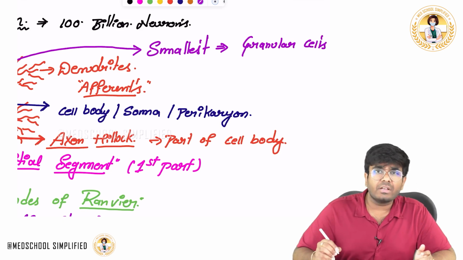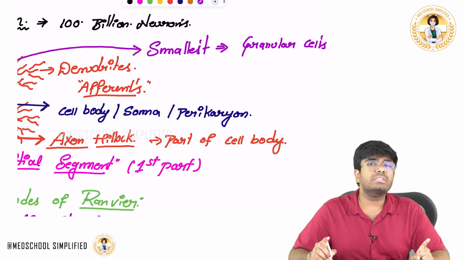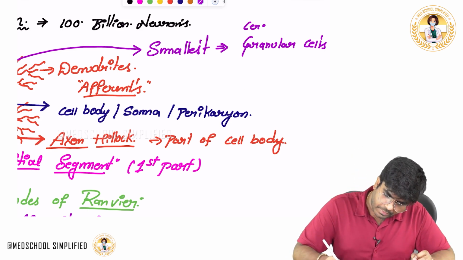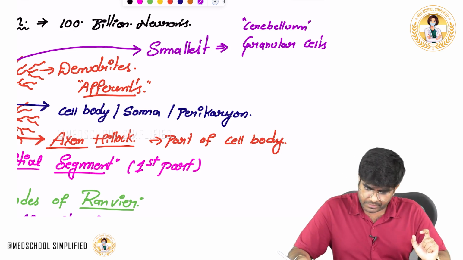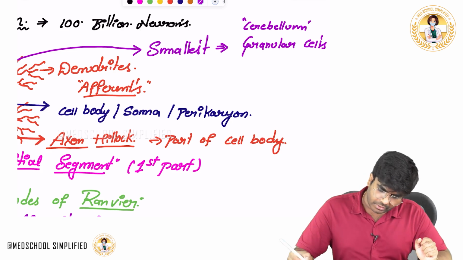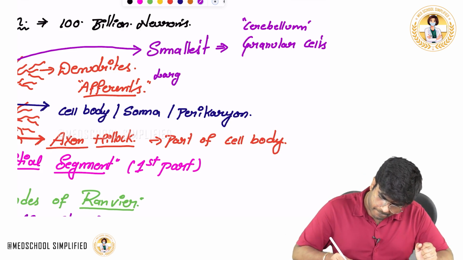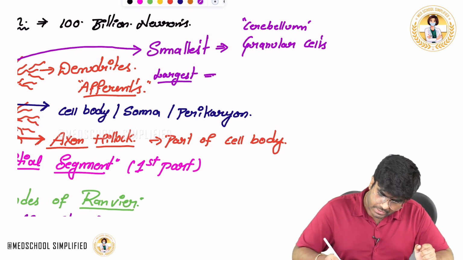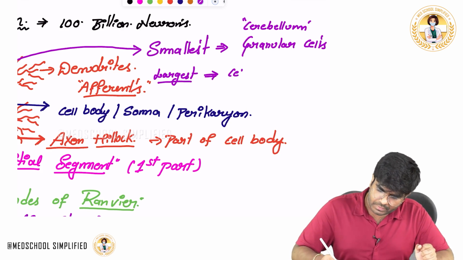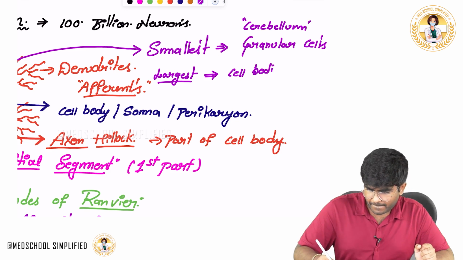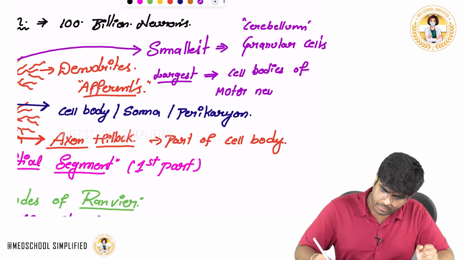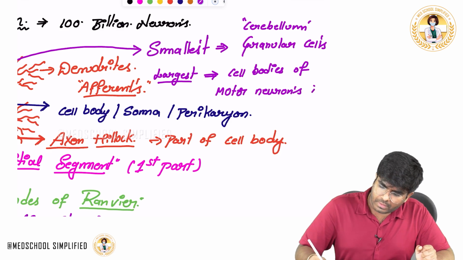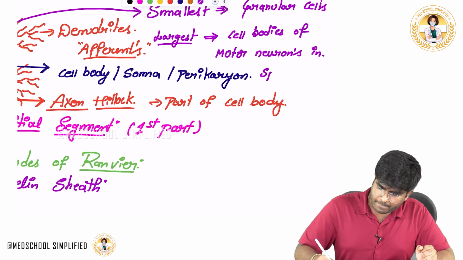Where are these granular cells present? Granular cells are nothing but the neurons which are present in the cerebellum. Okay, so cerebellum has the smallest cell bodies, which are granular cells. Next, the largest cell bodies are present in the cell bodies of motor neurons in the spinal cord.